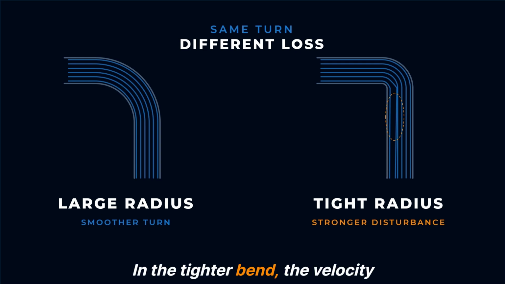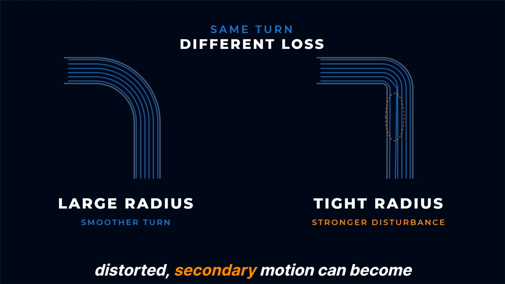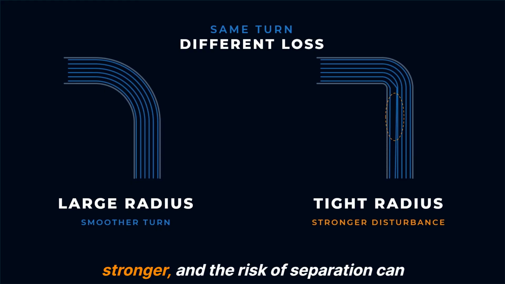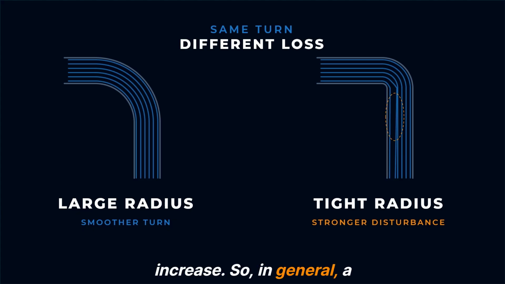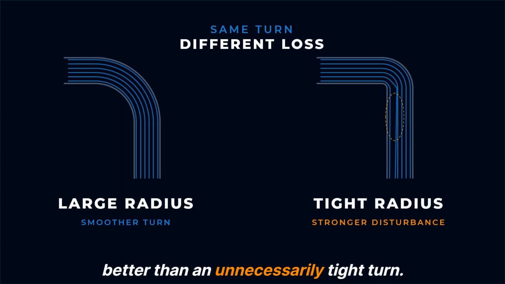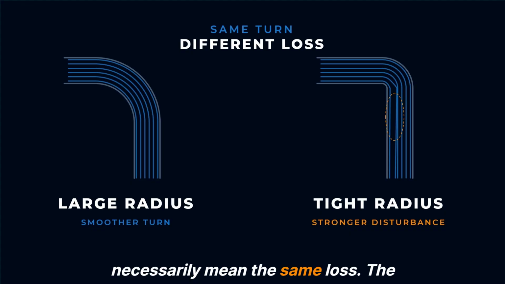In the tighter bend, the velocity distribution becomes more strongly distorted, secondary motion can become stronger, and the risk of separation can increase. So, in general, a smooth gradual turn is hydraulically better than an unnecessarily tight turn. The same turning angle does not necessarily mean the same loss. The geometry of the turn matters.